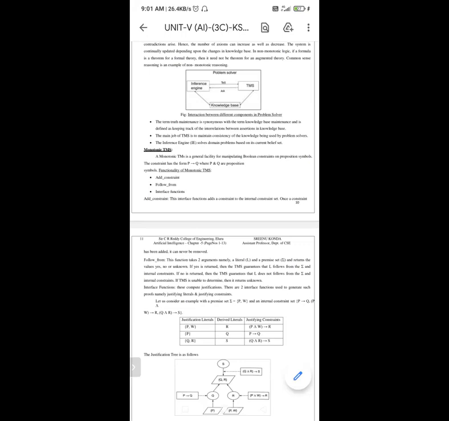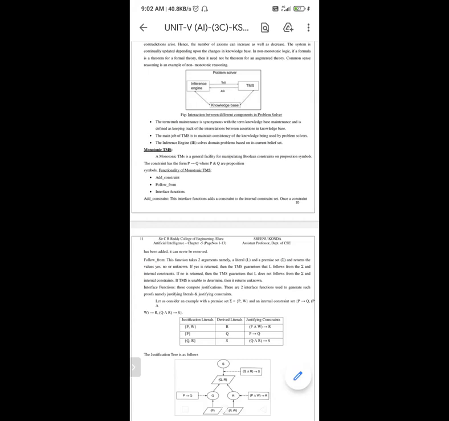Next one. Suppose you have three options: yes, no, or unknown. If yes is returned, then the TMS guarantees that L follows from the sigma and internal constraints. Means when do we get yes? We get yes whenever it guarantees that L follows from sigma. L is nothing but the literal. The literal follows from the premise set and internal constraints.